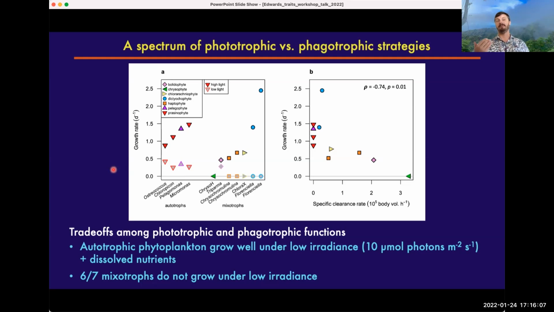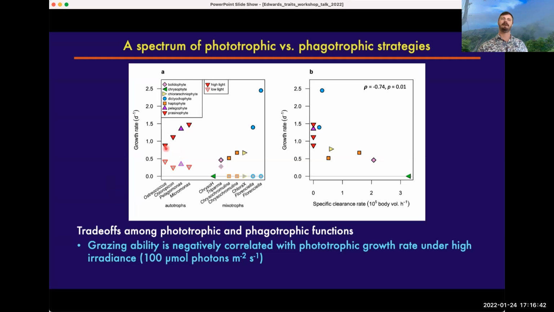One thing that we found is that the autotrophs will grow fine under this low irradiance, 10 micromoles photons per meter squared per second. That's pretty low, about 1% of the typical surface irradiance at Station Aloha, but they'll grow at 0.25 or 0.4 per day under those conditions. Compare them to the mixotrophs: 6 out of the 7 won't grow at all under that lower irradiance. So that's giving us a fairly clear distinction between the autotrophs and the mixotrophs in terms of their physiology.